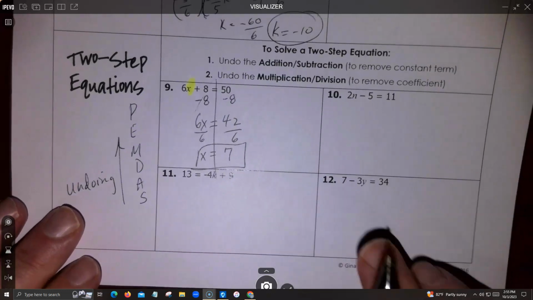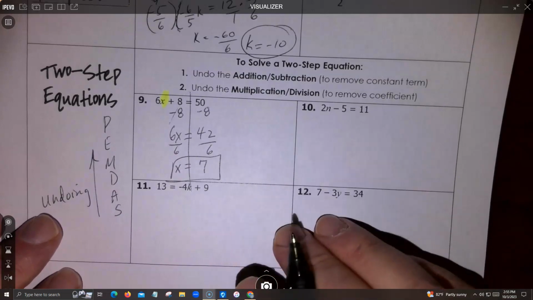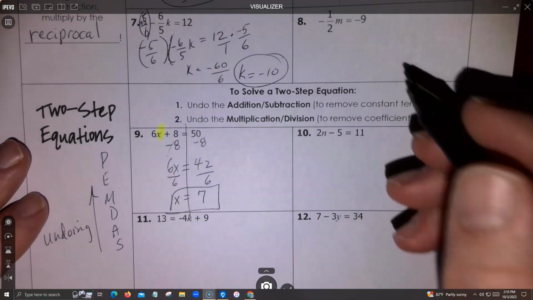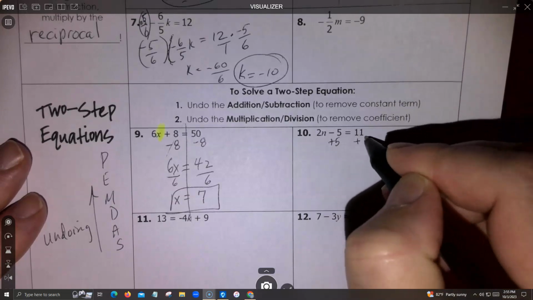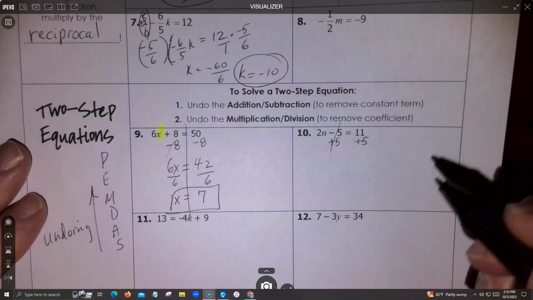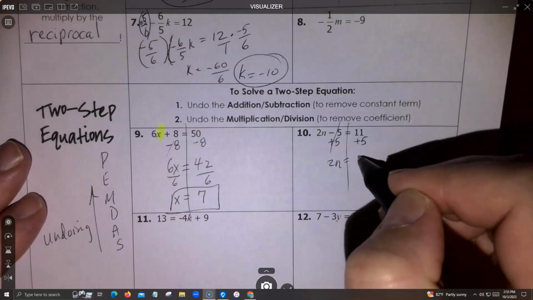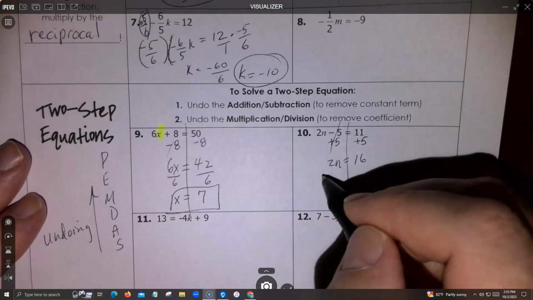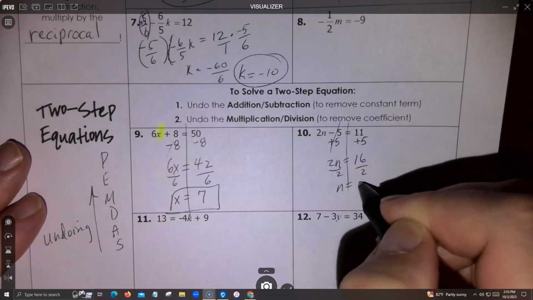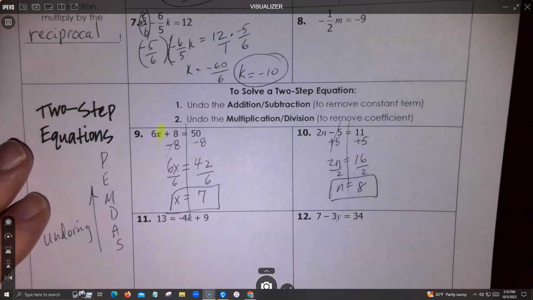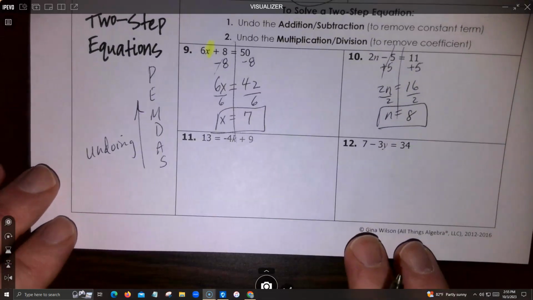Let's do number 12. Well, we'll do 10, and then we'll do all 4 of them. Why not? So this next one, we're going to add 5, because again, we're doing any adding or subtracting first. That's out of here. Now I'm left with 2n equals 16. And then, because I have 2 times, I divide. And you're going to find in math, a lot of times you're doing division as the last step in algebra. Not guaranteed, but most of the time you are.